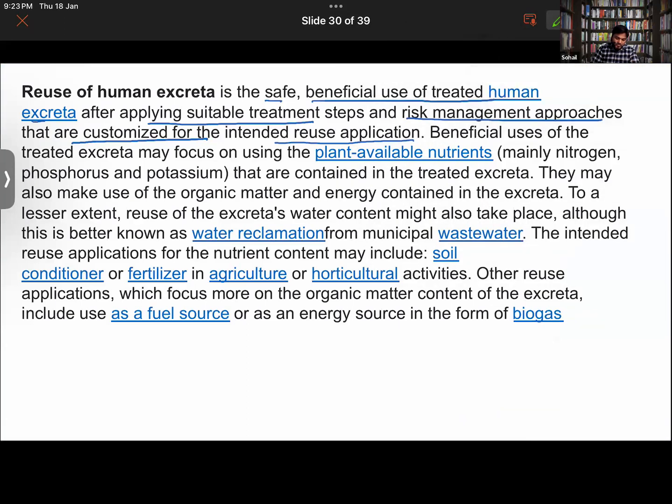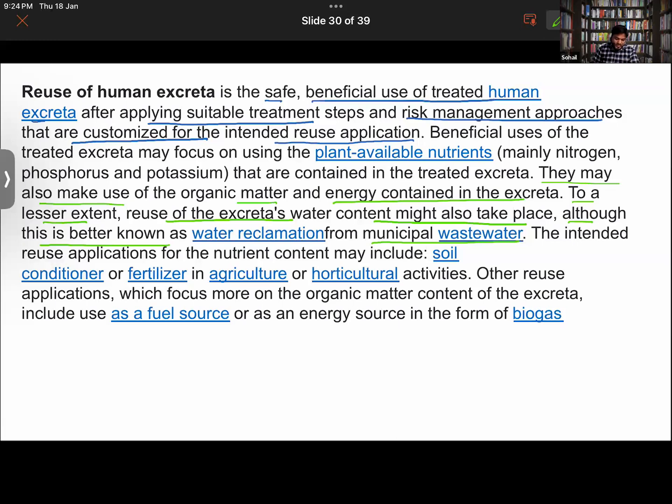So the major thing you need to note here is that they may also make use of the organic matter and the energy contained in the excreta, and to a lesser extent reuse of the excreta's water content might also take place, although this is better known as water reclamation from municipal wastewater. As I was saying, even water can be taken out of it and used for agricultural purposes, and in some countries even the human waste is treated and the water is used for drinking purposes as well.